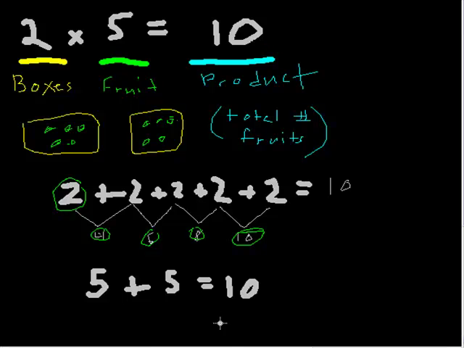Let's take a look at one more example here. Let's pretend I have a garden, and inside my garden I have rows of fruits. Inside each row are 3 different fruits. I'm going to keep creating these rows.